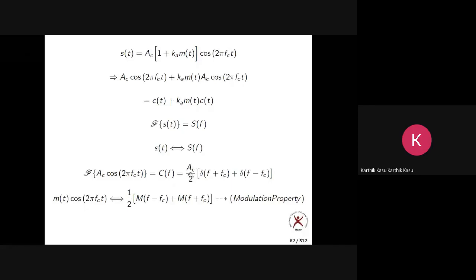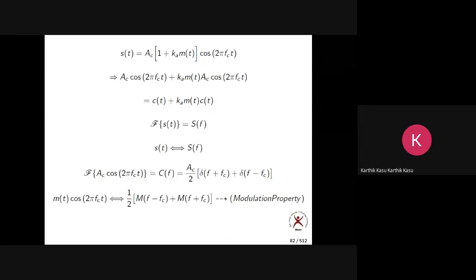It is 1 by 2 delta of f plus f c plus delta of f minus f c. If A C is there, it is A C by 2; if nothing is there, it is 1 by 2. So what we are doing here is M of f convolved with 1 by 2 delta of f plus f c plus delta of f minus f c. Now we have to use the convolution property.